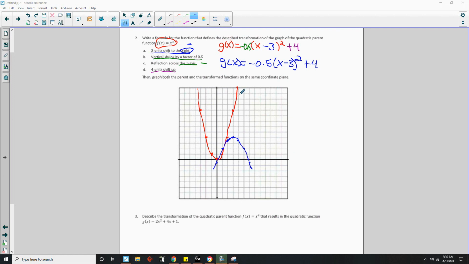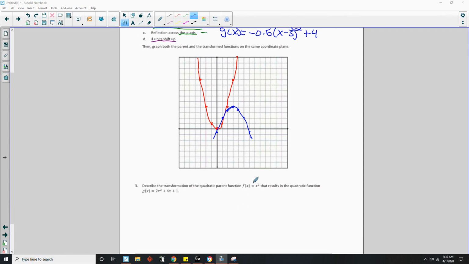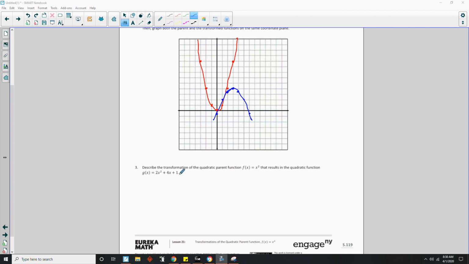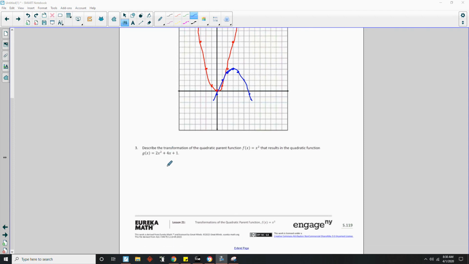Okay, so the parent is in red, that's f of x, and the transformation is the blue one, g of x. Part 3 says, describe the transformation of the quadratic parent function f of x equals x squared that results in the quadratic function g of x equals 2x squared plus 4x plus 1. Okay, so what do we have to do? Well, we've got to put it in vertex form.